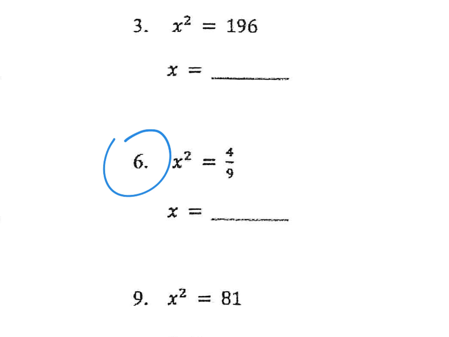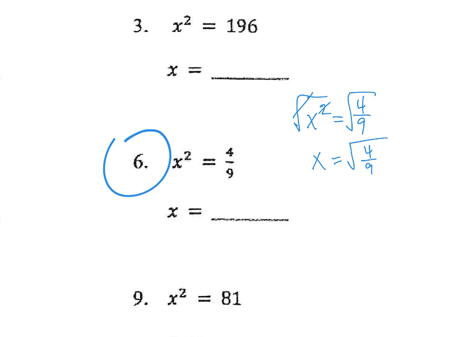So let's try this again. We have x squared equals 4/9. So we're going to take the square root of both sides. And now this cancels out this, and we have x equals the square root of 4/9. Again, we're just trying to undo that exponent of 2. To undo an exponent, you use a root.